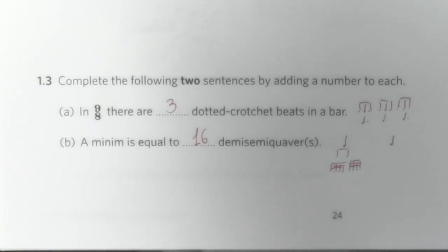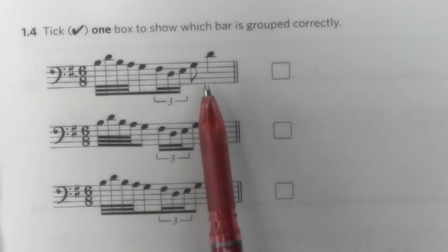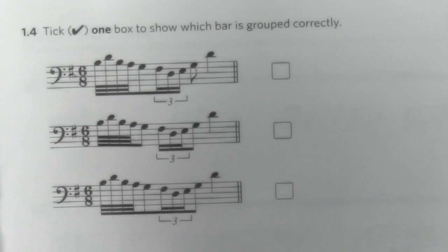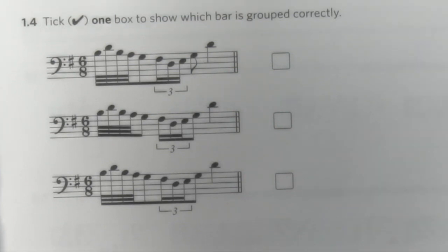Question number 4. We need to tick 1 box when we see a bar correctly grouped. 6/8 again means 6 quavers grouped in 3. So 2 groups of 3 quavers. Okay, I'm going to write it here. 1, 2, 3 and 1, 2, 3. Okay.